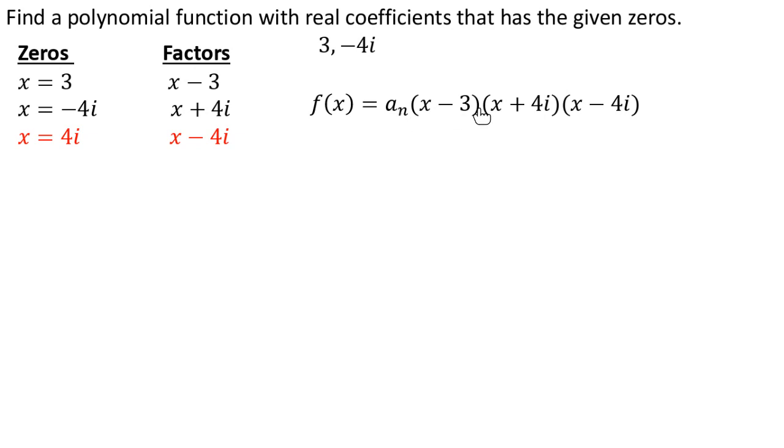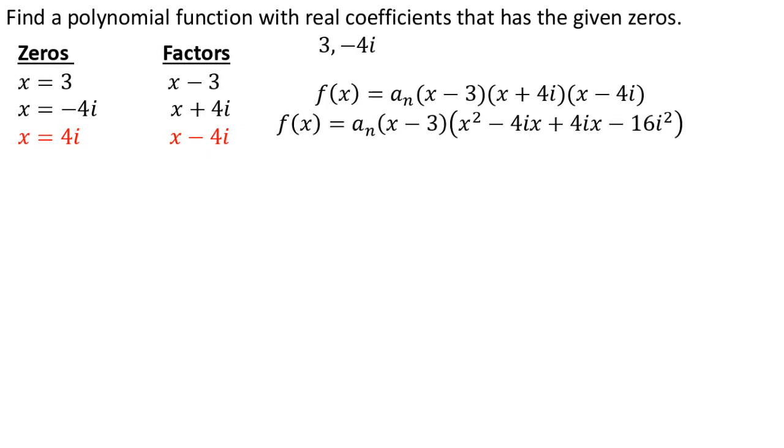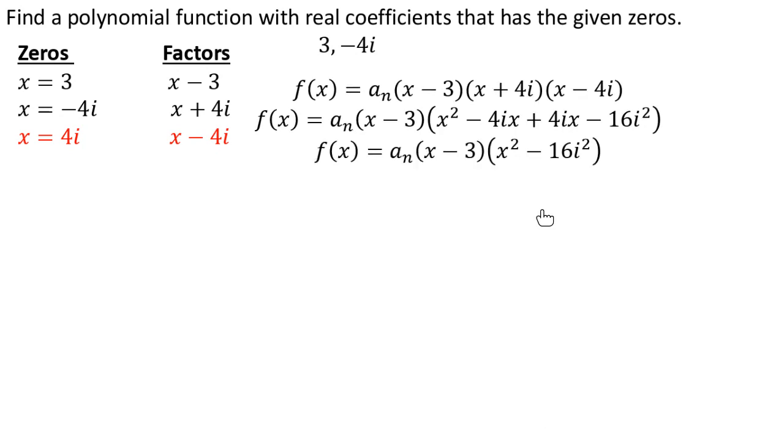Okay. So we need to multiply these out. I personally like to multiply the complex numbers first. And so I'm going to go x times x is x squared. x times negative 4i is negative 4ix. 4i times x is 4ix. And 4i times negative 4i is negative 16i squared. If you're multiplying correctly, and these are your conjugates, then these two middle terms will always be 0. Okay. So if you don't get 0 here, that means that maybe you put the wrong conjugate or you multiplied incorrectly. So let's reduce this.